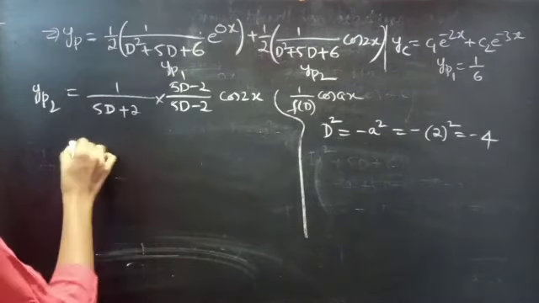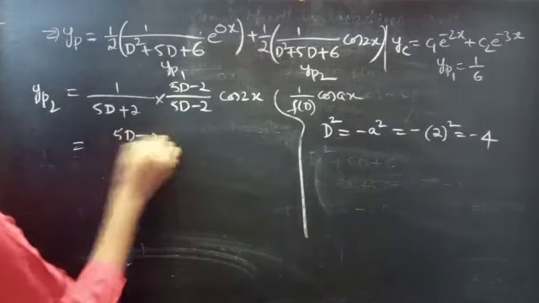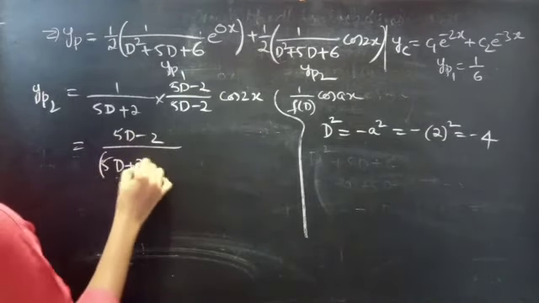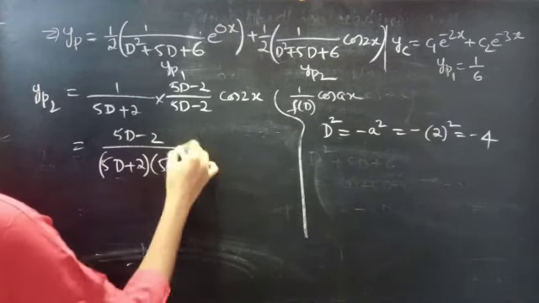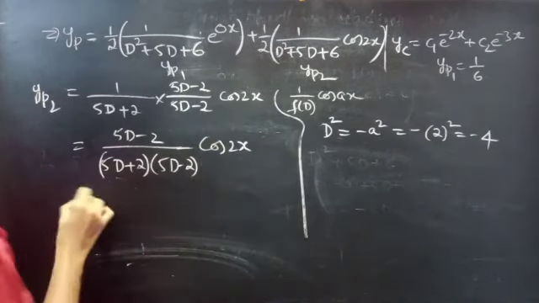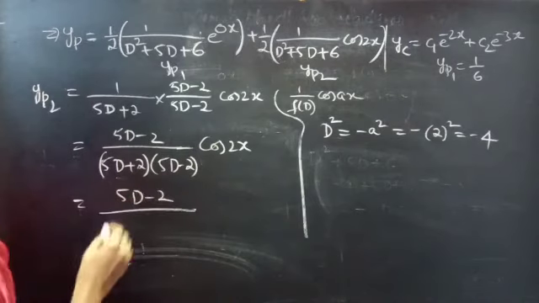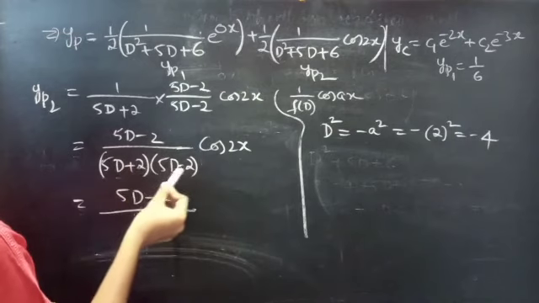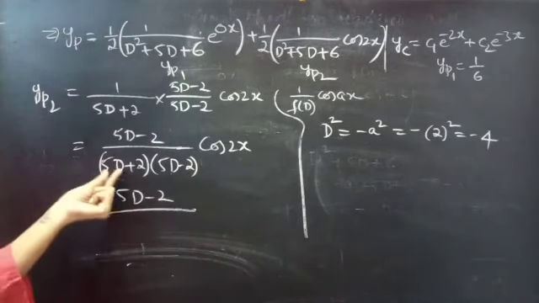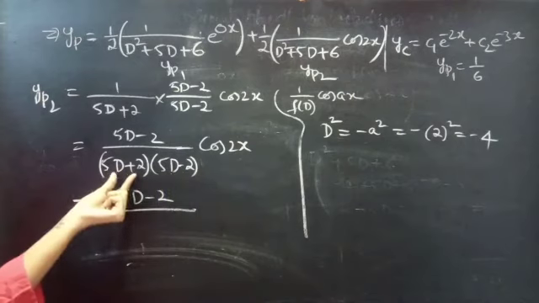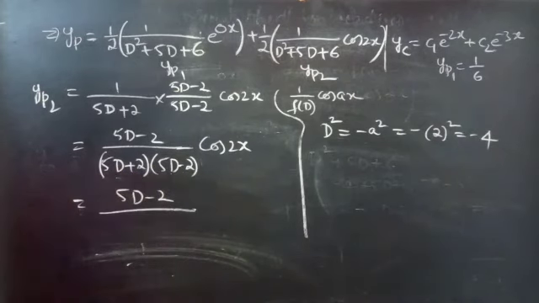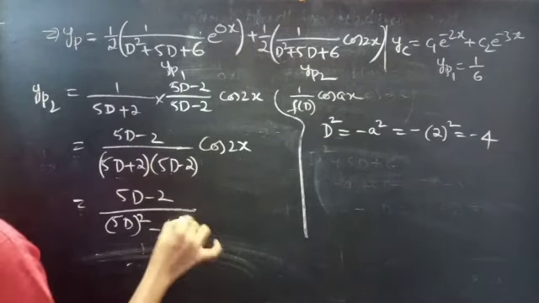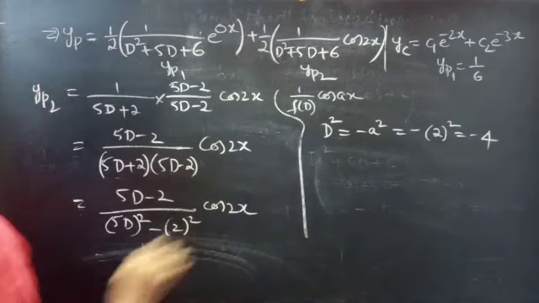This becomes (5D - 2)/((5D + 2)(5D - 2)) cos 2x, which equals (5D - 2) by, in the denominator we have (5D + 2)(5D - 2), which is of the form (a + b)(a - b), which is a² - b². We can write this as (5D - 2)/(a² - b²) cos 2x.